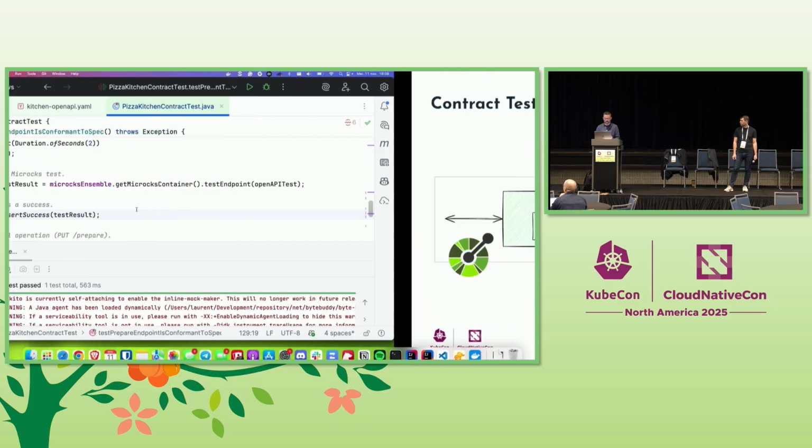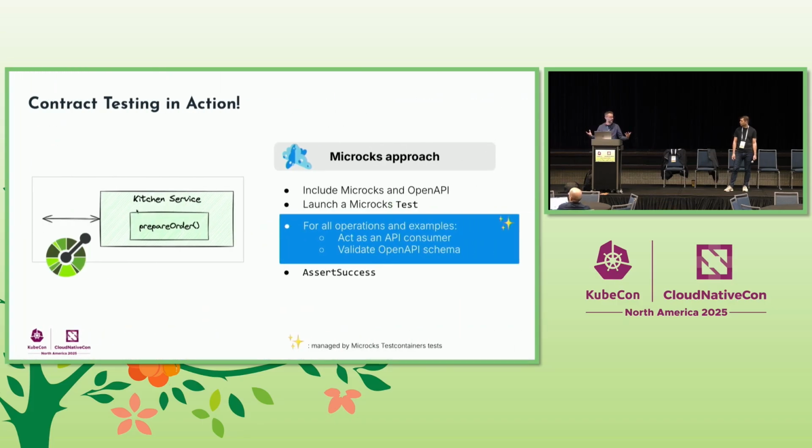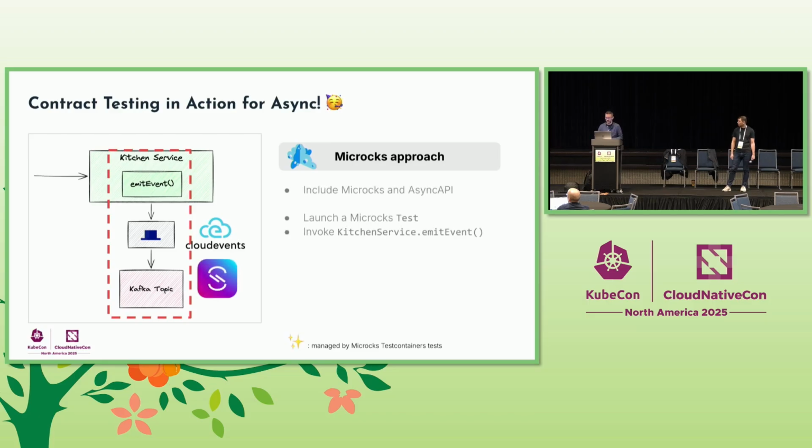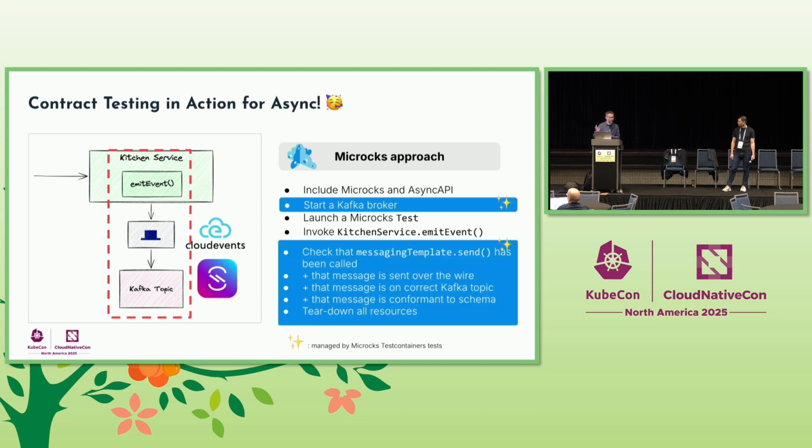So it's very easy to do contract testing at scale using many different versions of your API with Microcks. And obviously, you can do exactly the same thing using AsyncAPI and event-driven APIs. You can still use Microcks, which will start a Kafka broker for you, check that your messaging SDK has been correctly invoked, that messages are sent over the wire to the correct Kafka topic, and above all, that your consumer will be able to deserialize and actually use your events. So everything here comes for free. You don't have to write some plumbing. It's just out of the box with Microcks.